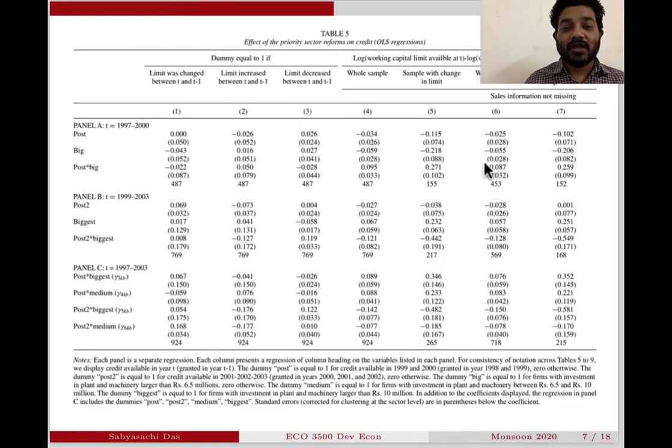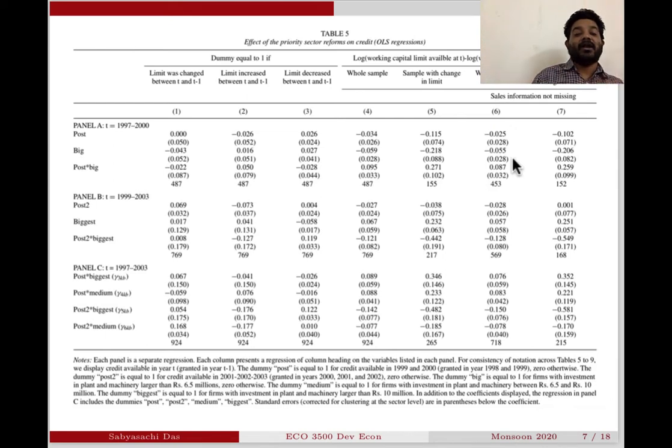So again, what you get is that there is a significantly higher growth rate of 8.7 percentage points. So these are sort of similar but a bit different compared to column 4. And again, if you look at the sample for whom this limit has been changed, you see it's 26 percentage points higher, which is again similar to the column 5 result. So even for the firms for whom you have the sales data, the result is similar.